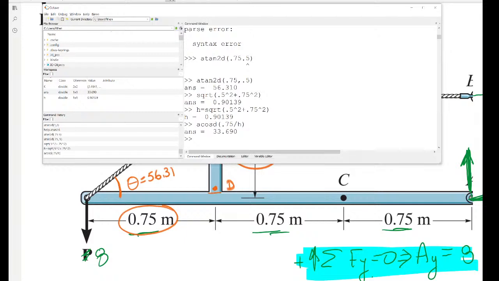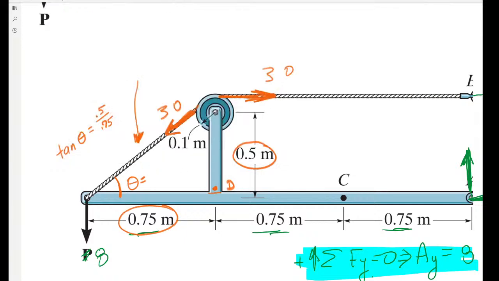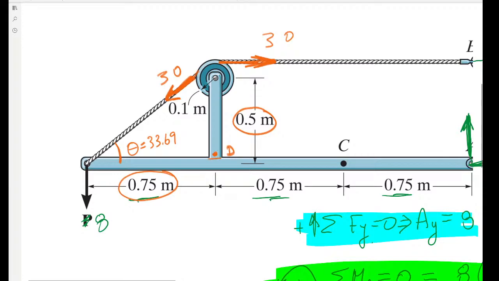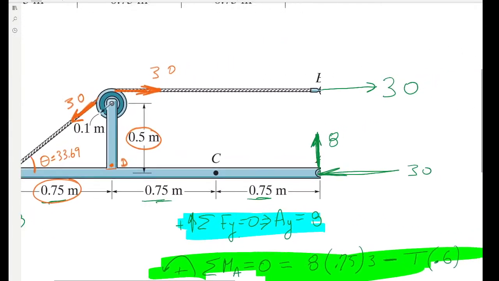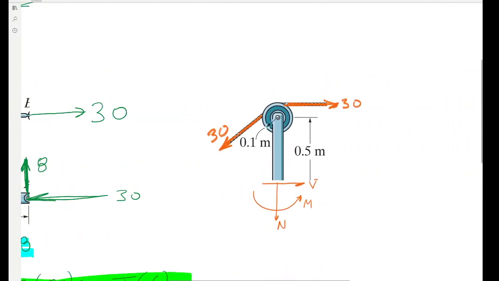So I tend to think that this is more correct here. So I'm going to take this 33.69. So that was a waste of time there. Oh, yeah, it's okay. We're just going to go on and take that 33.69. So that's going to be 33.69.